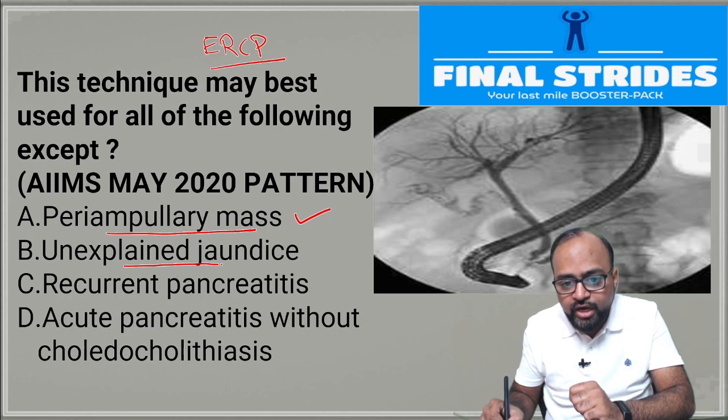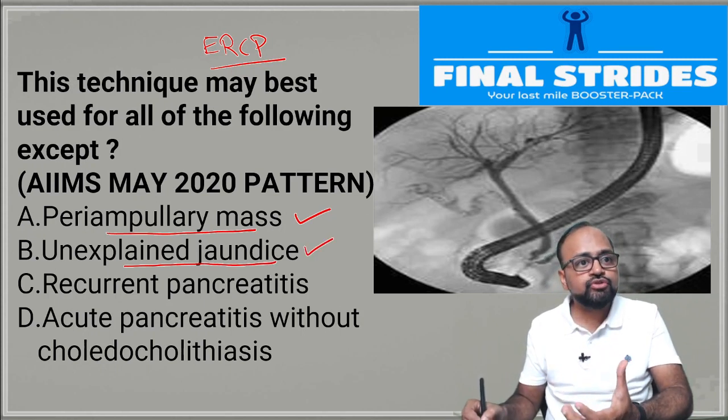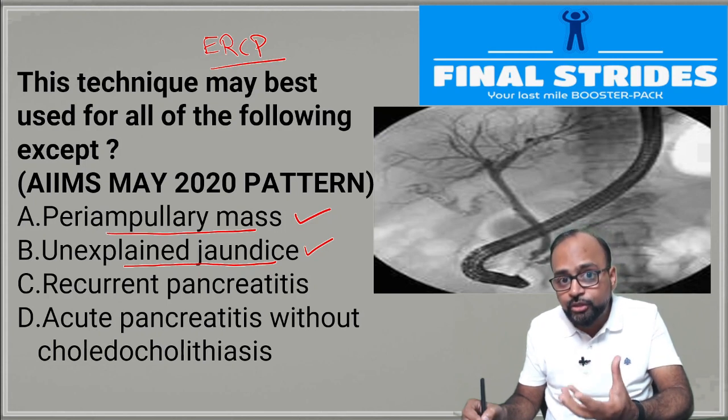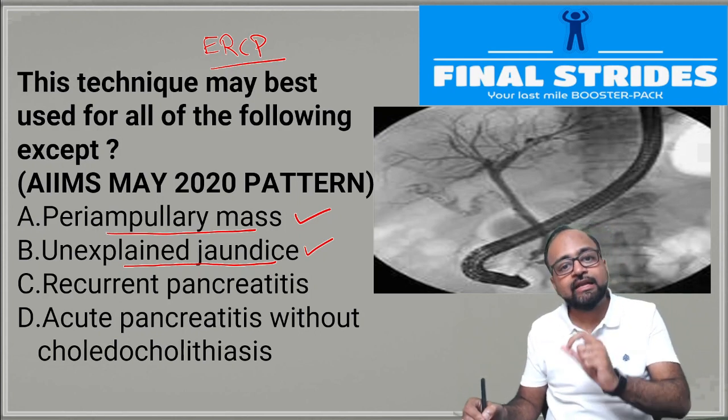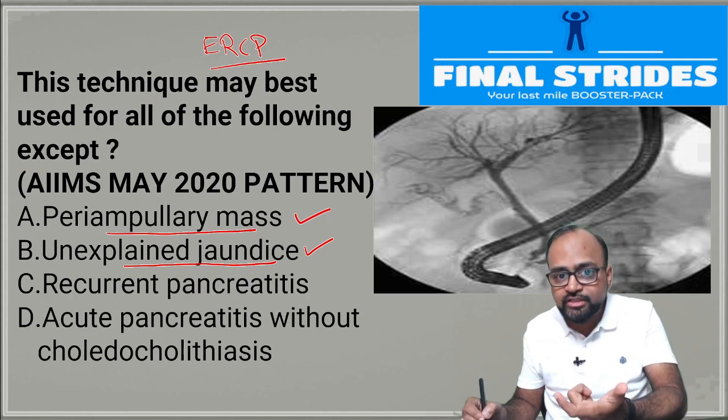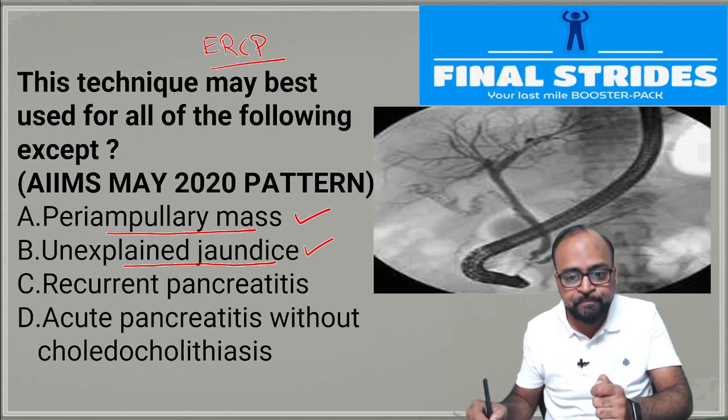Can it be used in unexplained jaundice? Yes, because can the jaundice be because of a biliary stricture? Yes. Can it be because of an impacted calculus or sludge within the biliary tree? Yes. And the ERCP technique is going to show you that. How will calculi or stricture appear on ERCP? We will see that in the next few minutes.